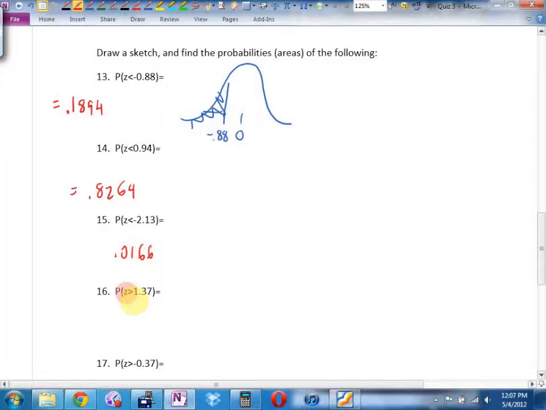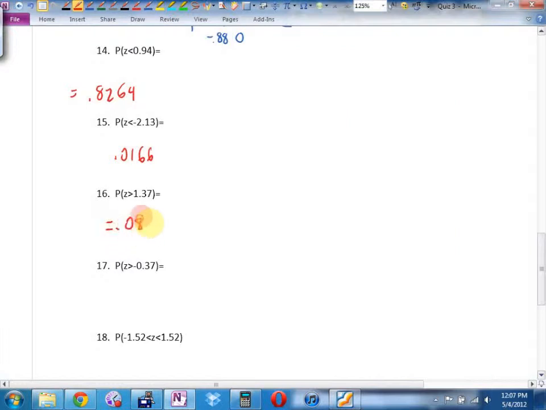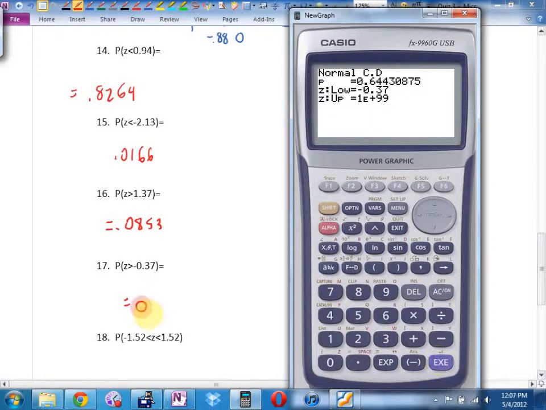Greater than, hey, Kiera, this is to the right of. This is my lower value. My upper value is going to be positive infinity. My lower value is going to be 1.37. My upper value is going to be positive infinity. 16 is 0.0853. 17, because we're to the right of that number, my lower value is going to be negative 0.37. I should get an answer bigger than 50. 0.6443.